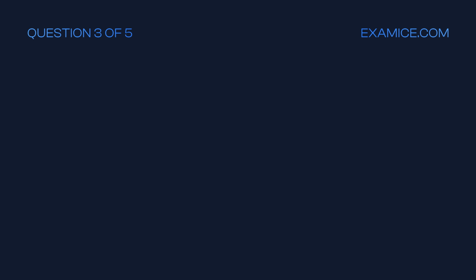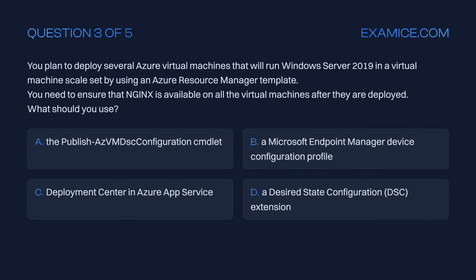Question 3. You plan to deploy several Azure virtual machines that will run Windows Server 2019 in a virtual machine scale set by using an Azure Resource Manager template. You need to ensure that NGINX is available on all the virtual machines after they are deployed.